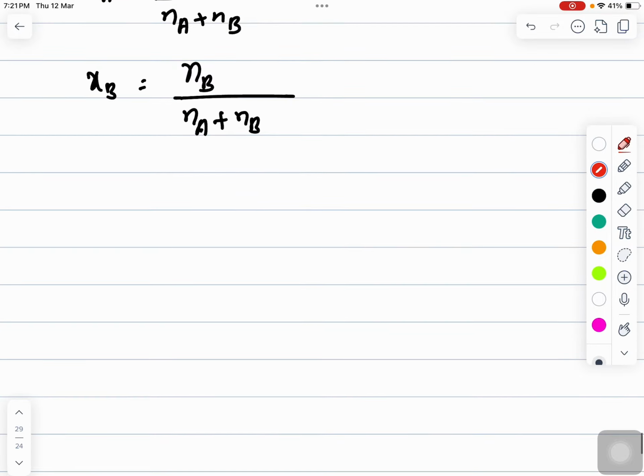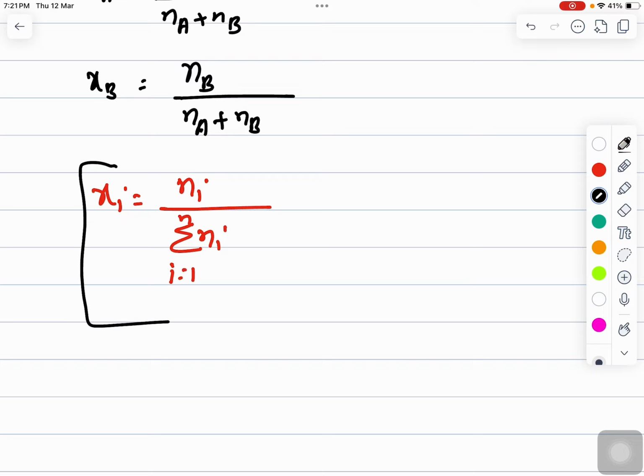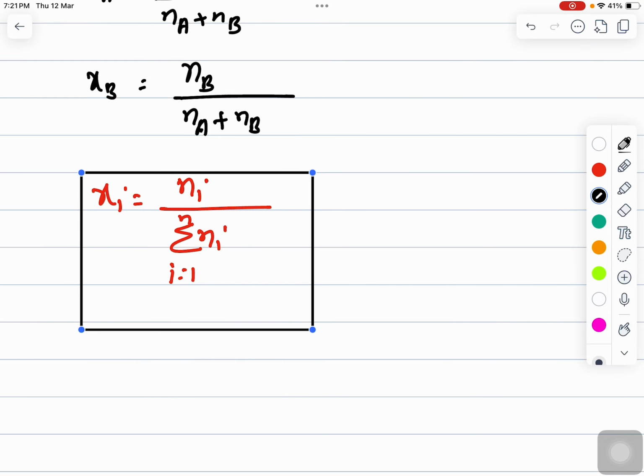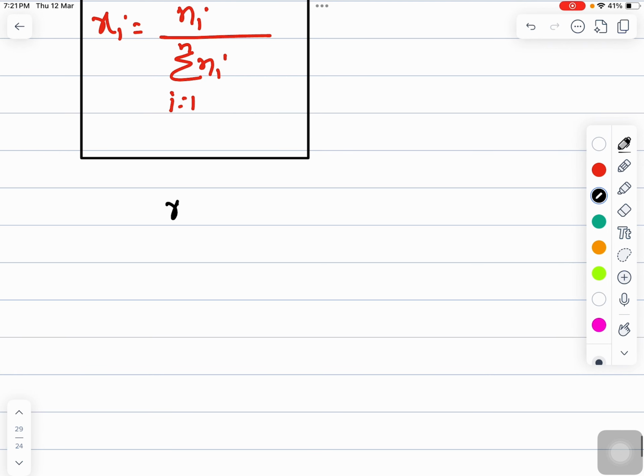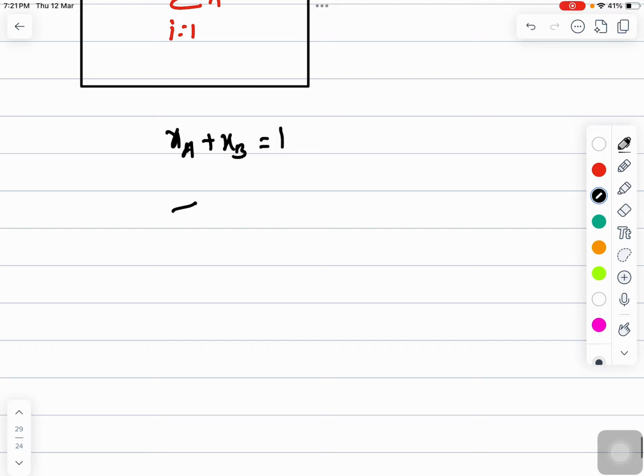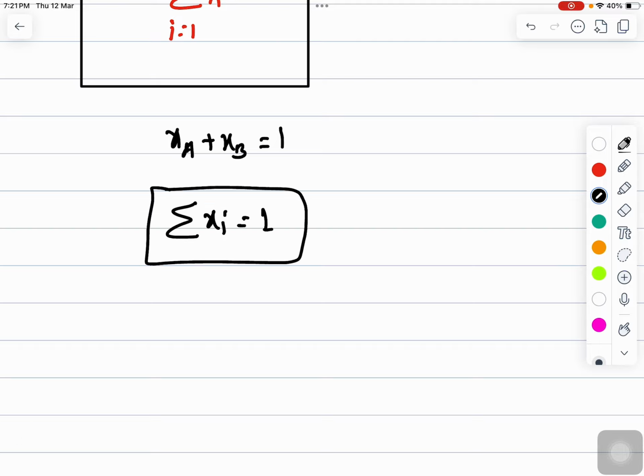So if we have an n-component system, then we can calculate Xi equals Ni divided by summation of Ni, where i equals 1 to n. Is that clear? Where Na is the number of moles of A and Nb is the number of moles of B. And if you do Xa plus Xb, that will be equal to 1. That means the summation of the mole fractions of the ith components in a particular mixture of substances will be equal to 1. Right? And this is the mole fraction.